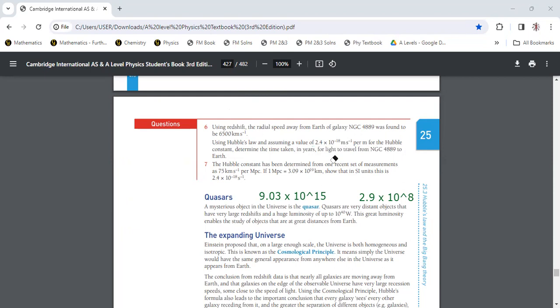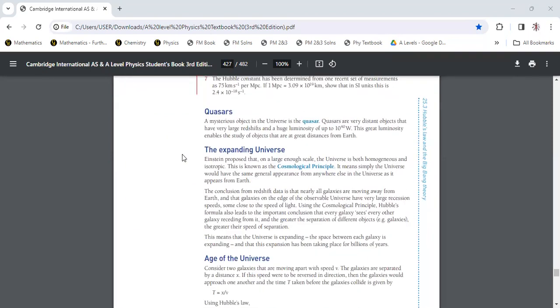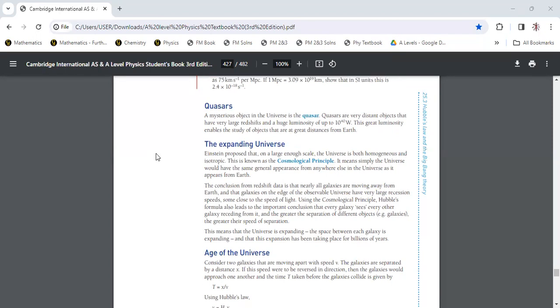This is a much smaller topic, but we also have quasars in the universe, which are very distant objects, with very large redshifts and a very huge luminosity, which is over 10 to the power 14 times more luminous than the sun. So these quasars enable the study of objects which are really, really far from Earth, as Cepheid variables become harder and do not really apply to galaxies and stars that are further away from Earth.